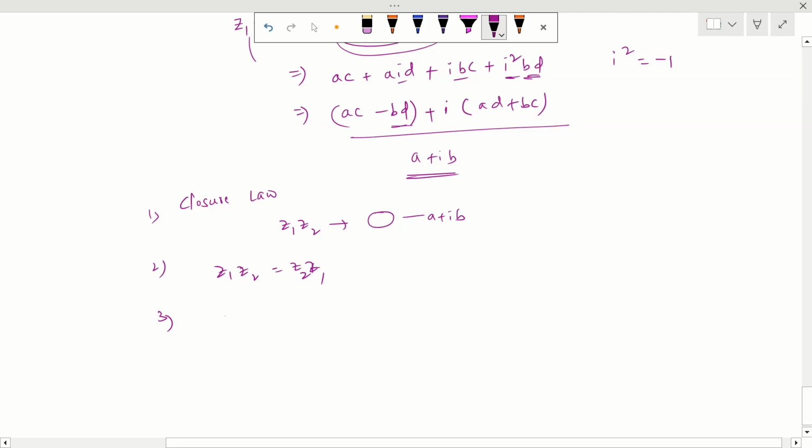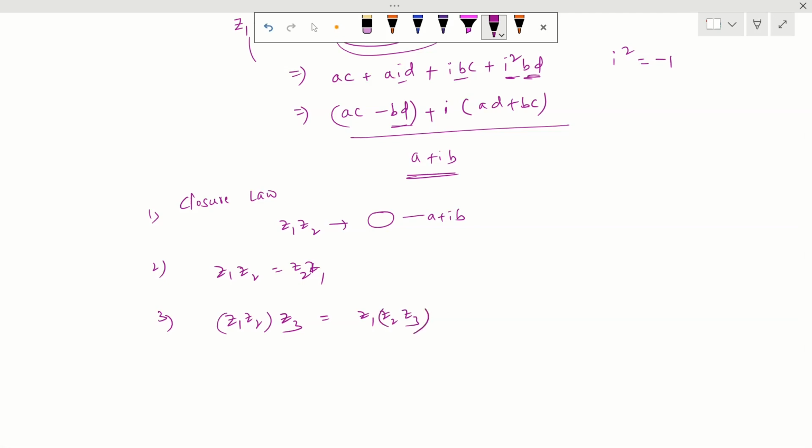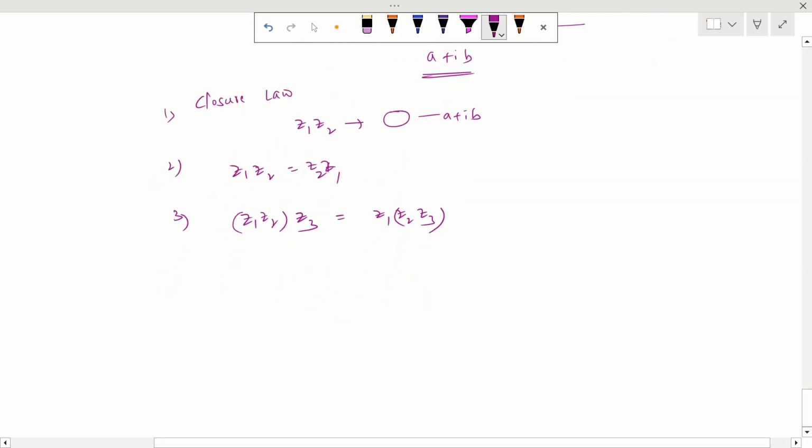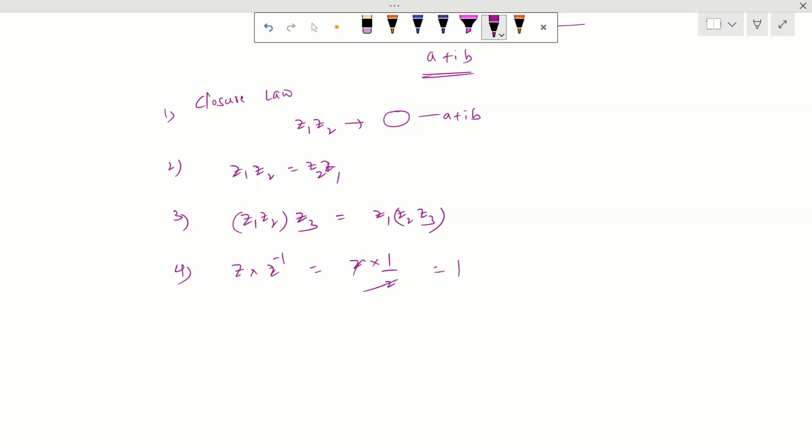The associative law: when we multiply z1 into z2 and then multiply by z3, this is equal to z1 into z2 times z3. Both are equal, so this is called the associative law. And when we multiply z into z inverse, where z inverse is z to the power of minus 1, usually written as 1 by z, the z gets cancelled and we have 1. This is multiplication of complex numbers.